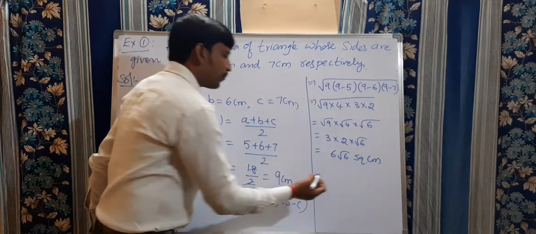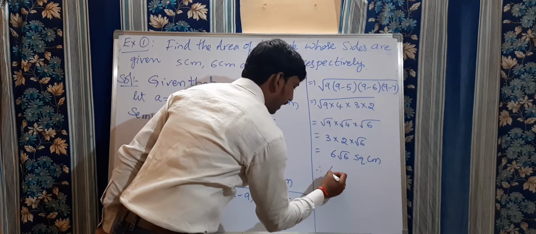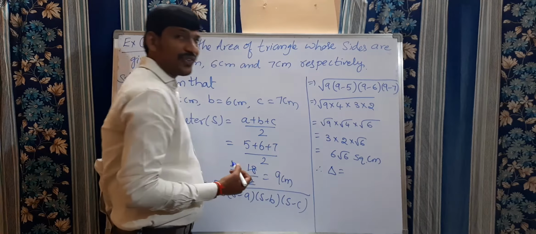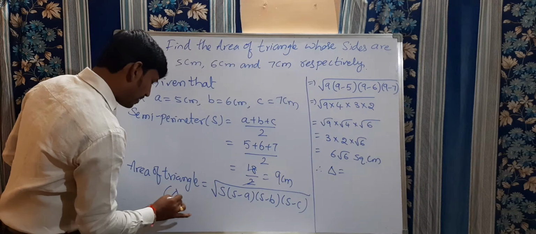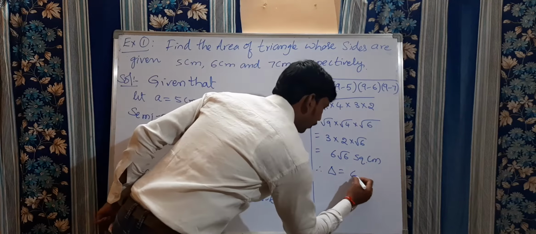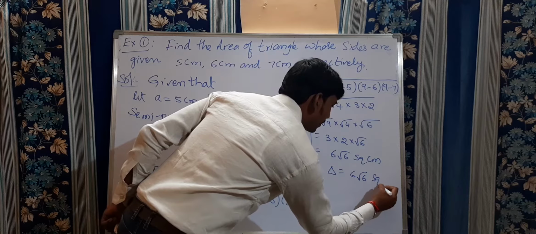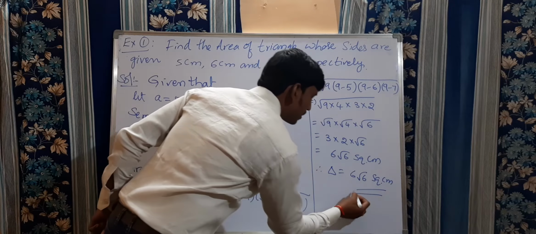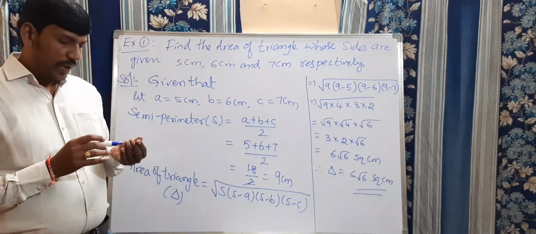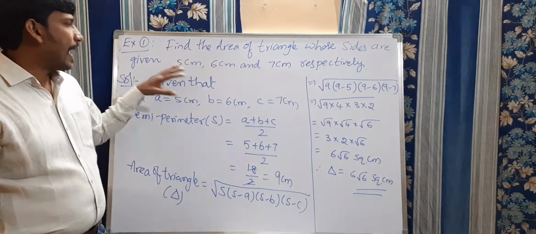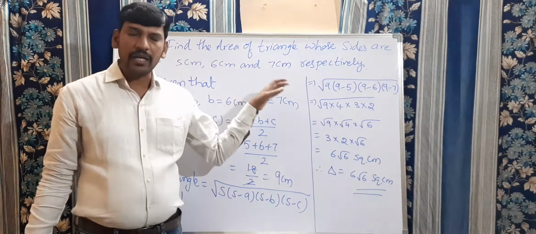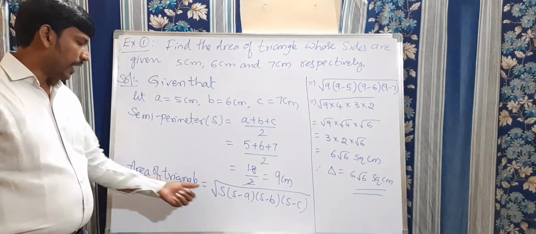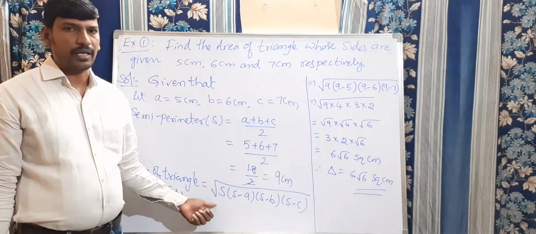This is the way to find out. So therefore delta is equal to, delta is nothing but area of triangle. Delta is equal to 6 into root 6 square centimeters. Is this clear, my dears? First of all, whenever you get the triangle, only sides are given. To find the area of triangle, this is a process to find out area of triangle by using Heron's formula. Is this clear, my dears?